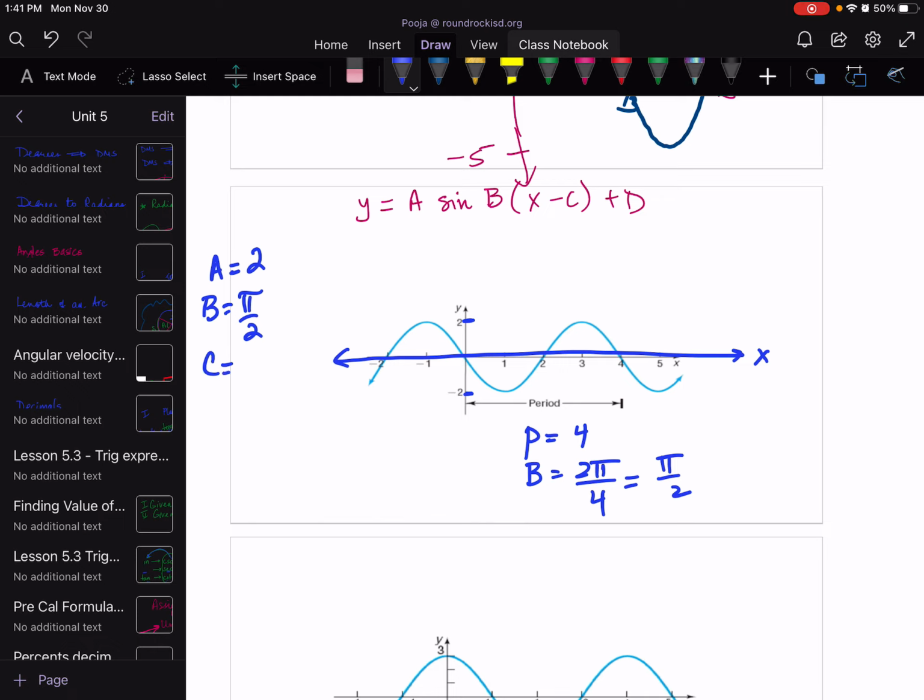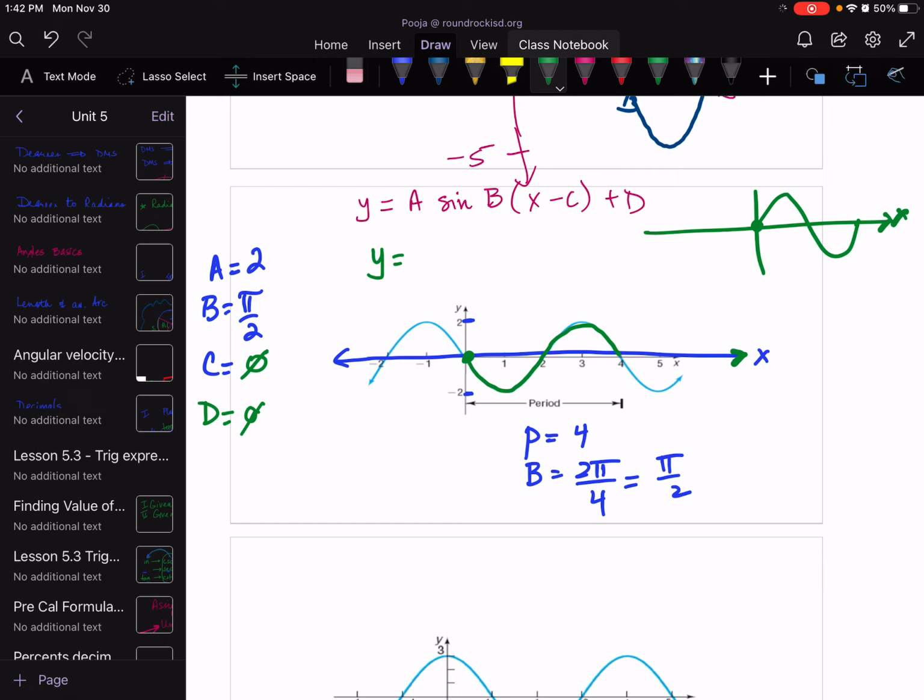C, which is the horizontal shift. As you can see, if I were to highlight one cycle, originally in my sine parent function, the graph passes through the origin. And this one does pass through the origin as well, so there's no horizontal shift. None. D, on the other hand, is my graph still wrapped around the x-axis? Because that's what the parent function is. If it's still wrapped around the x-axis, it really hasn't bumped up or down. So D is 0 as well. There's no D. And once I have A, B, C, D, I'm just going to put them together.